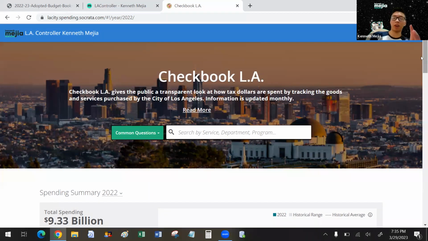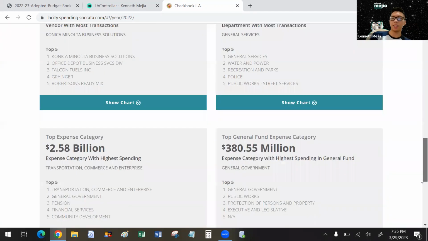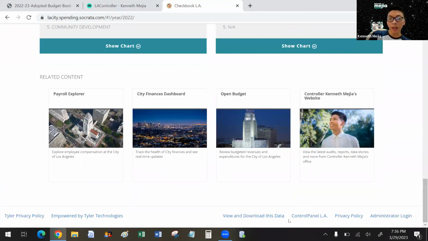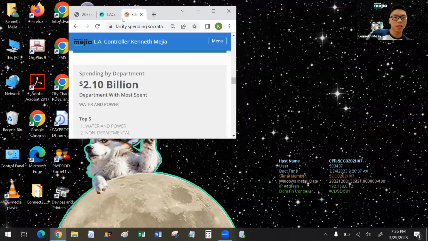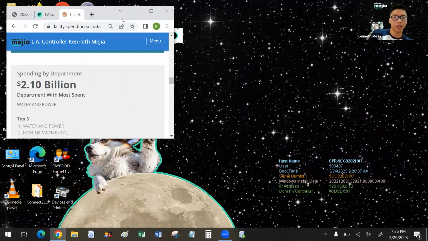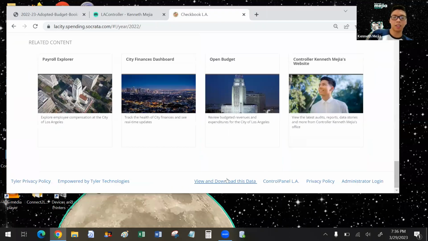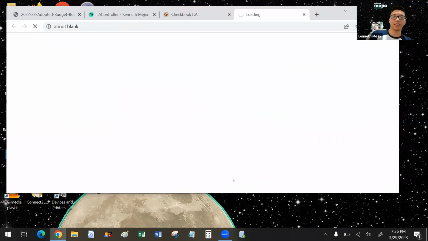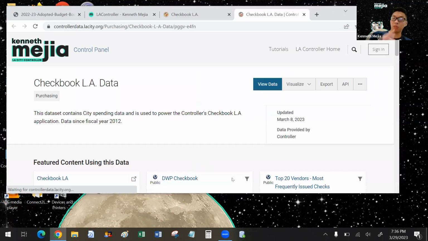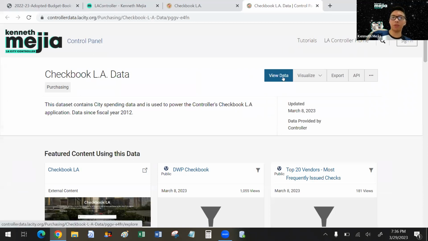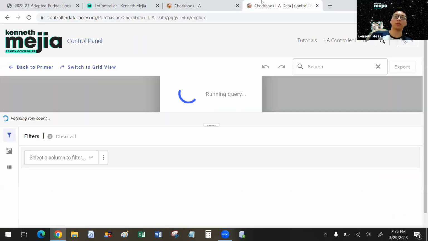and you want to deal with large amounts of data, at the very bottom here you can go down and click on where it says view and download this data. This gets a little bit more technical. So you click on view data and this gives you the raw data, whereas on the checkbook website, you are only seeing a few columns, a few rows.